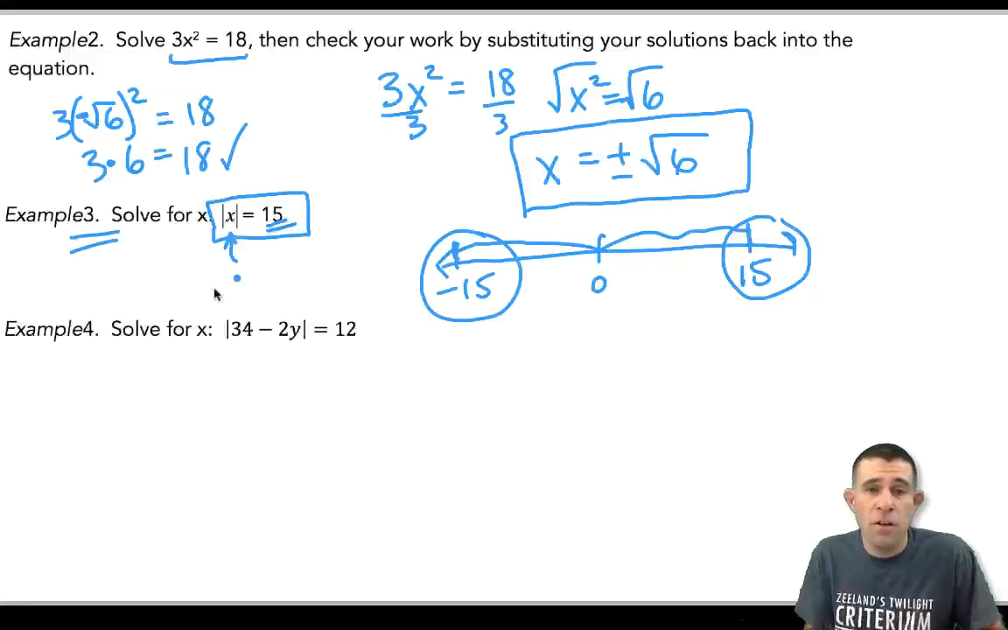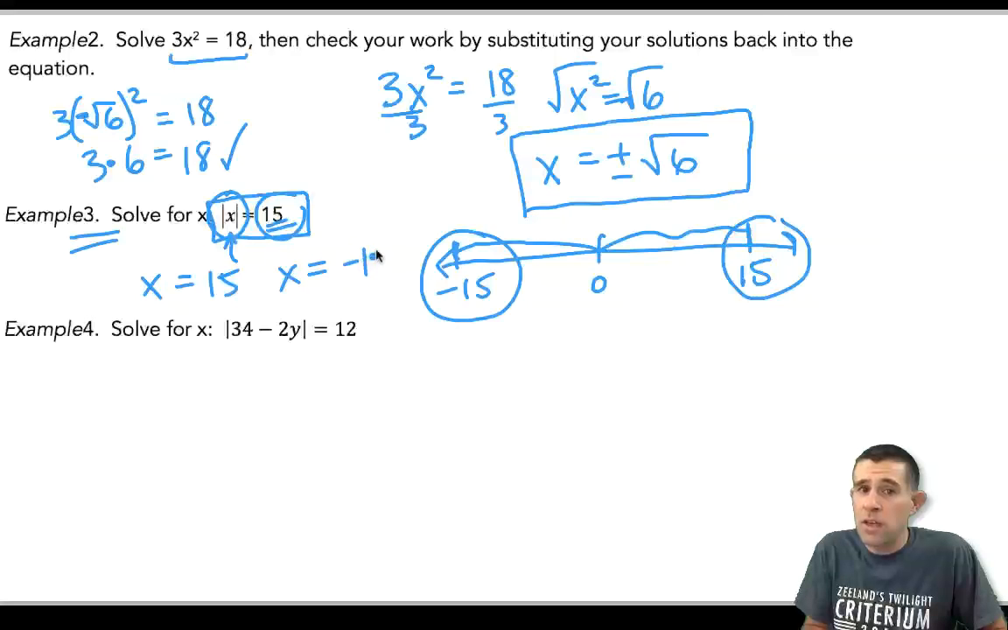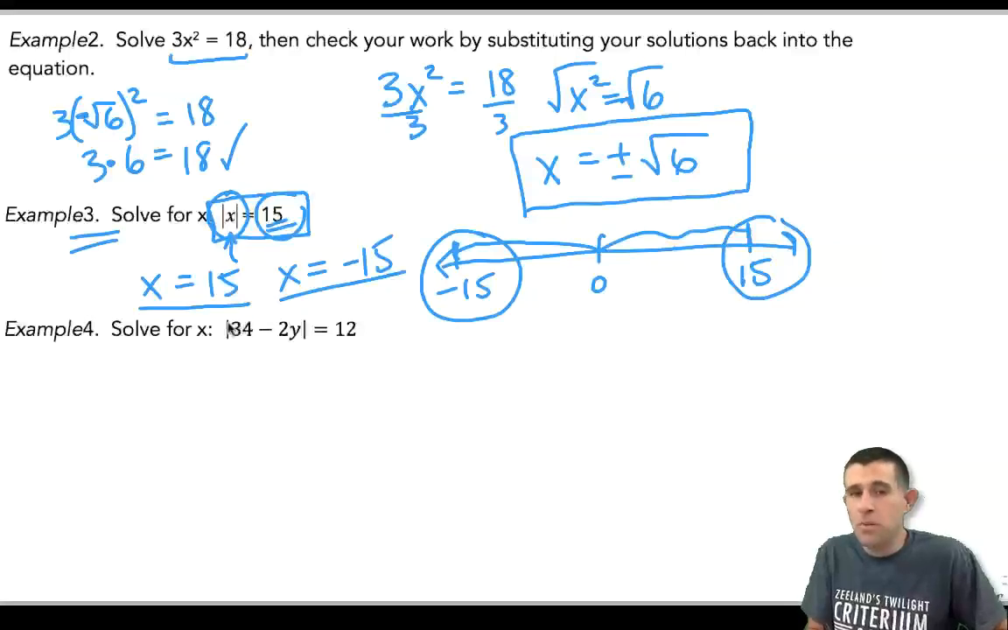Now here's how we go about solving this. We say that when you drop the absolute value bars, you have to write 2 equations. One equation is set equal to the positive value of the other side, and the other equation is set equal to the negative value of the other side of the equation. So that's where we get x equals both positive and negative 15. Okay, let's apply that same thing now to this next problem here.